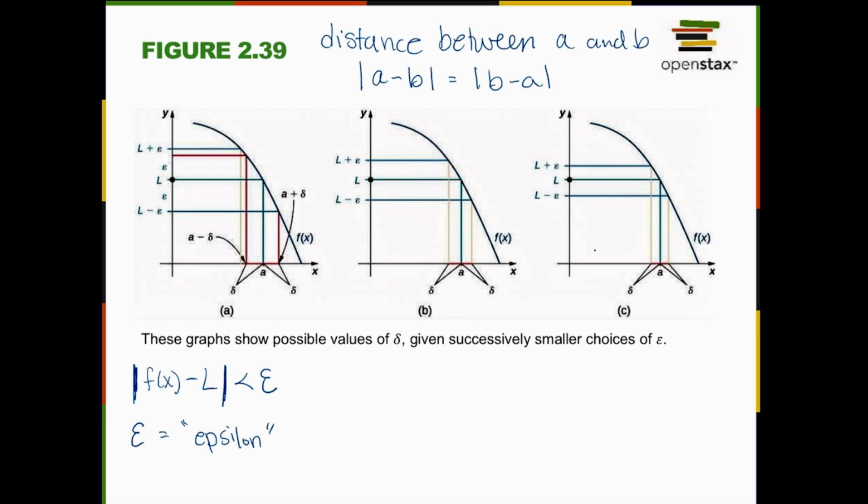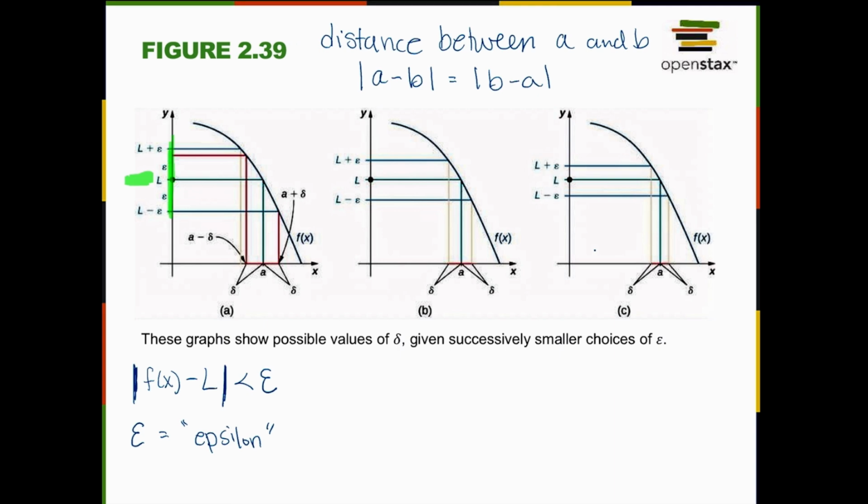Okay, so this represents the distance between the value of the function and the limit, and we want that to be within epsilon. So if I look at this picture, right here where I'm highlighting it green, here's my limit. If I want the value of the function to be within epsilon, I want it to fall on the interval between L minus epsilon and L plus epsilon. So I want it to be in this green area that I just highlighted.